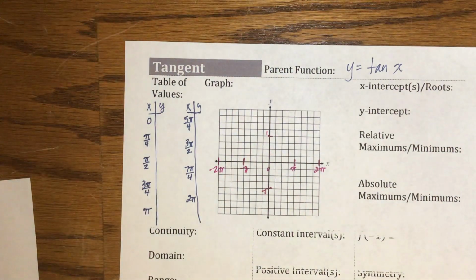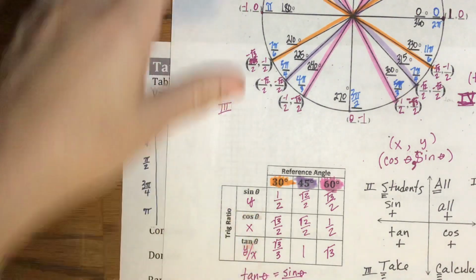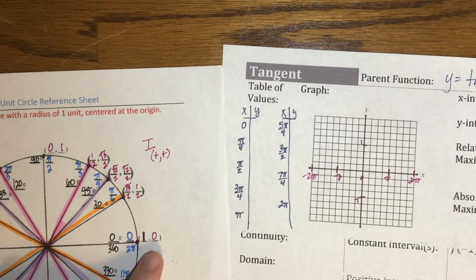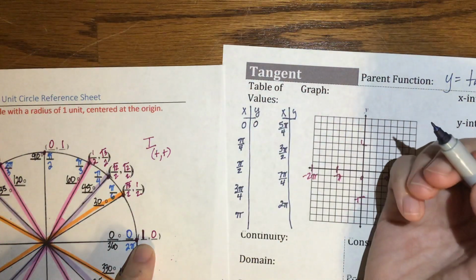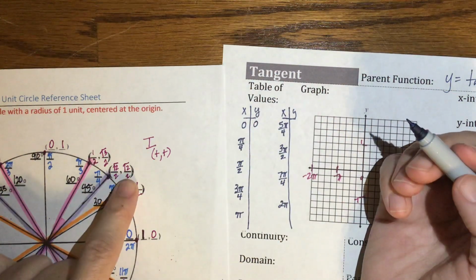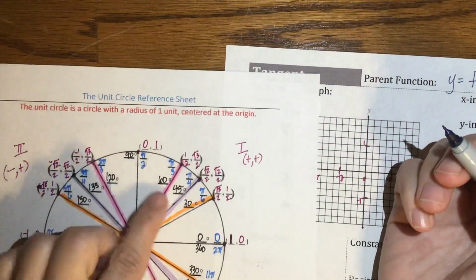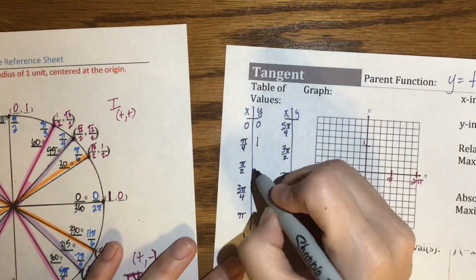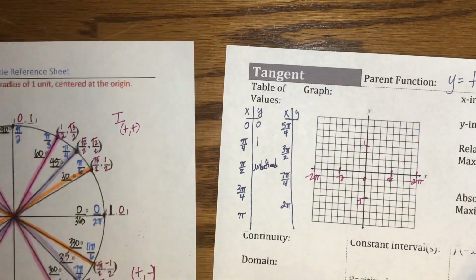All right, so your tangent, when you're looking at your unit circle, your tangent is the y coordinate over the x coordinate. So let's do that real quick. At 0, y over x is 0 over 1. That's 0. At pi over 4, square root 2 over 2 over square root 2 over 2. That's 1. At pi over 2, 1 over 0. Undefined. You can't divide by 0.